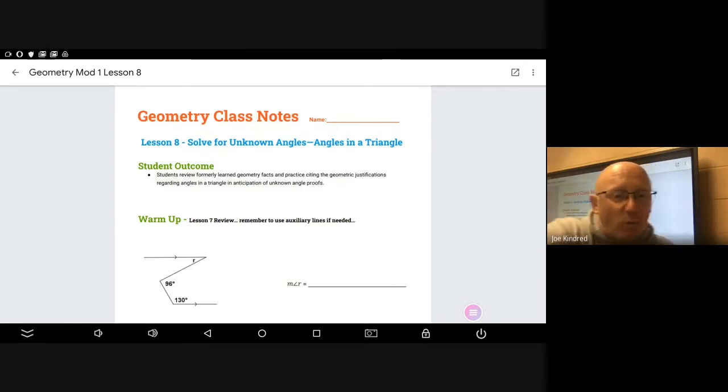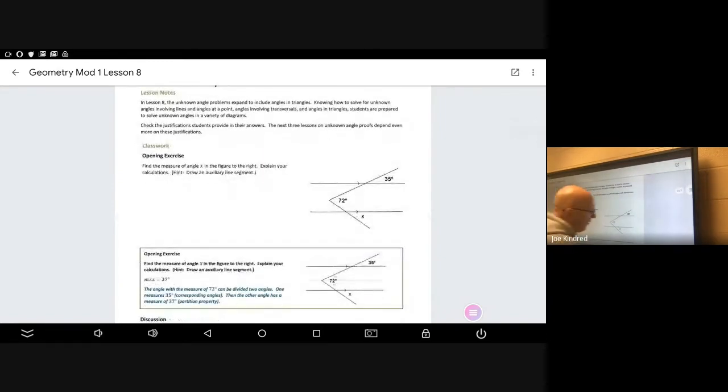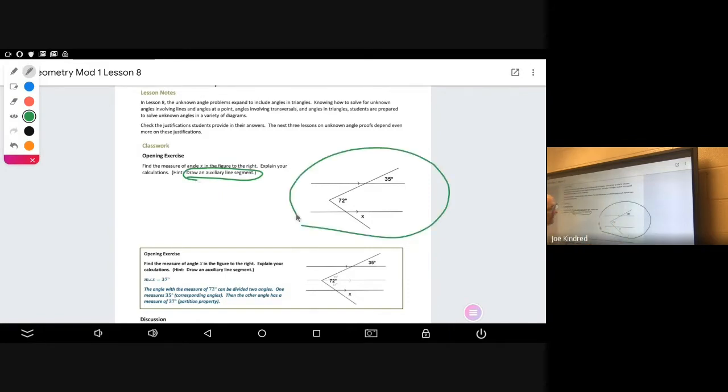All right, let's start with the discussion here, and a little review. In the previous lesson, we learned this concept of drawing an auxiliary line, and you'll notice here they give you a picture and they want you to solve for x. Well, we learned that an auxiliary line is a line that we can draw that helps us break 72 into parts.